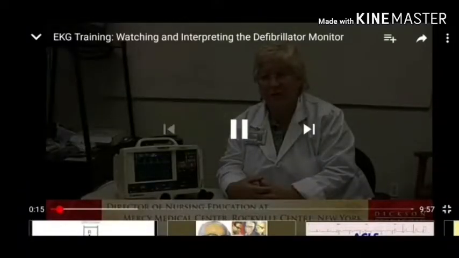EKG picture. Today I want to show you EKG strips and give you a basic overview of each one.